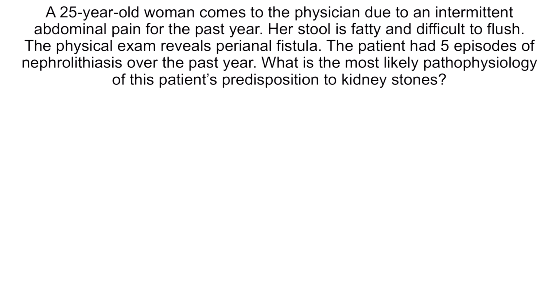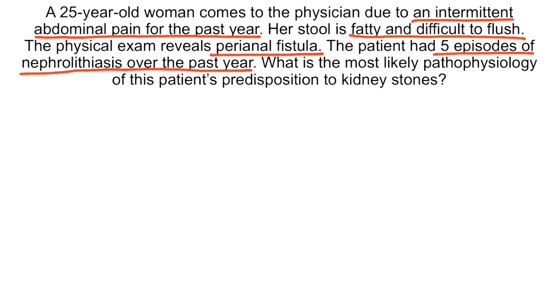This young woman reports an intermittent abdominal pain for the past year. Her stool is fatty and difficult to flush, which is a sign of fat malabsorption. The physical exam reveals perianal fistula. Intermittent abdominal pain, fat malabsorption, and the perianal fistula are consistent with the diagnosis of Crohn's disease. The patient had 5 episodes of nephrolithiasis over the past year. Let's explain the pathophysiology of recurrent kidney stones in patients with Crohn's disease.